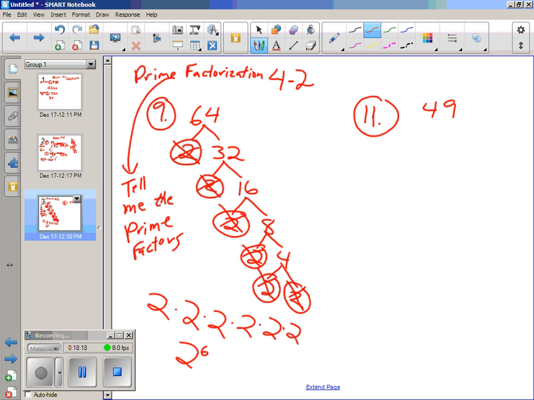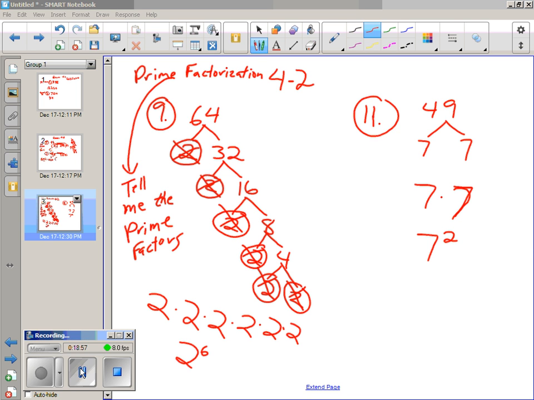Okay, next one goes a lot quicker. 49 is not a prime number. 1 times 49, but it does have a factor. Both of them are prime. 7 times 7 is 49. The prime factorization is just 7 times 7. Whoops, that's a bad 7. And another way to say 7 times 7 is 7 what? 7 to the 2nd power, or 7 squared. Any questions on that? Okay.